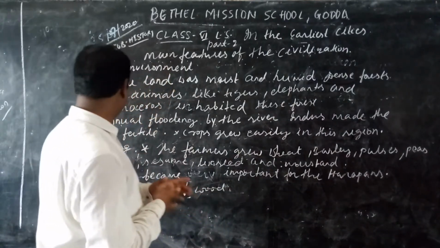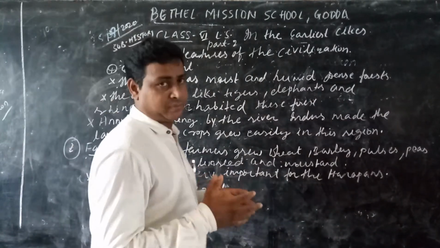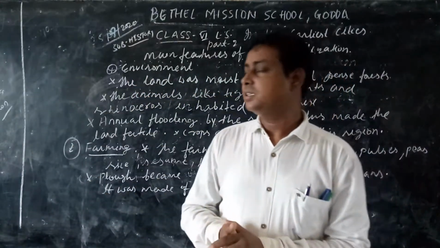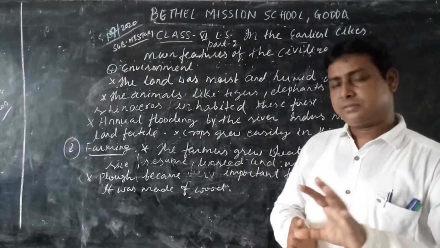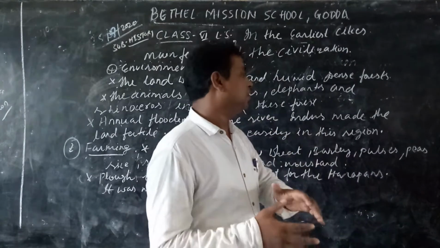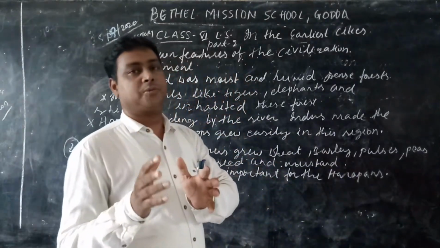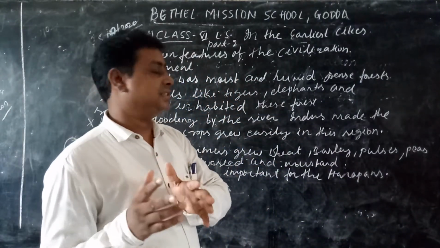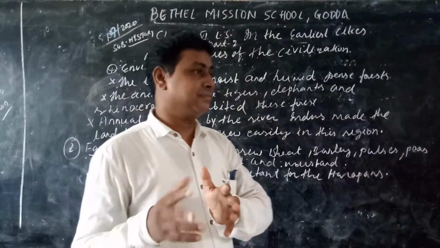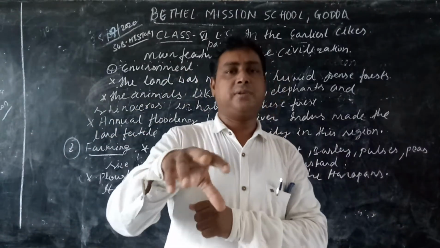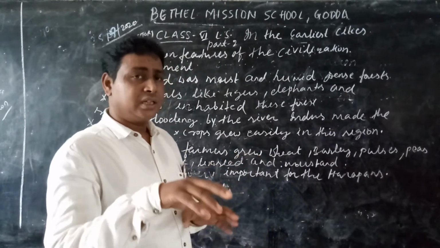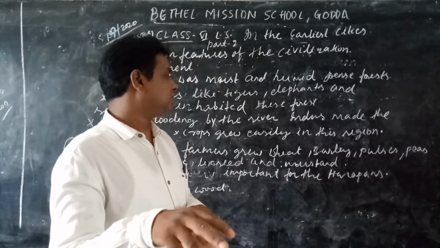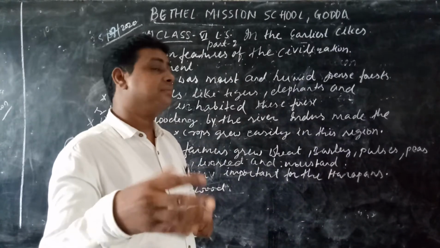The next is farming. In that region, people were growing different types of crops like barley, wheat, linseed, pulses, rice, and mustard. Because the river was full of water, the soil became more fertile.